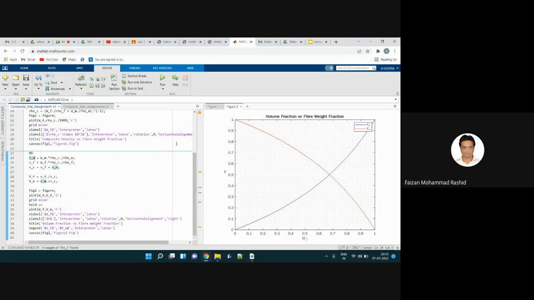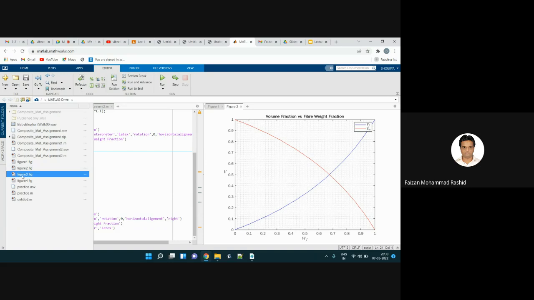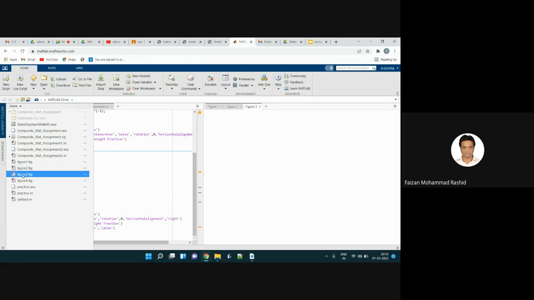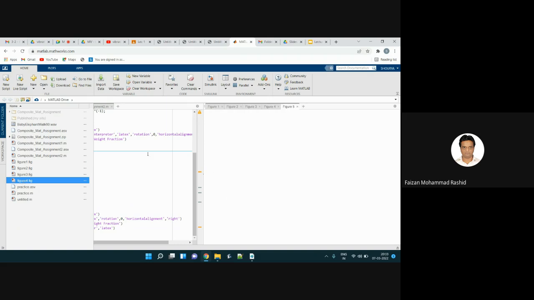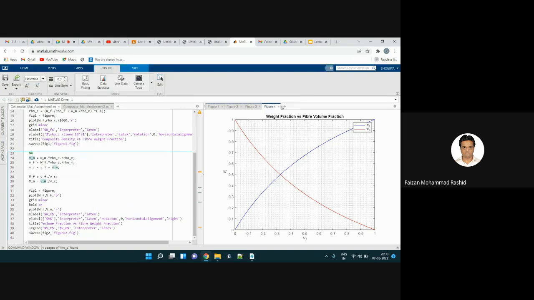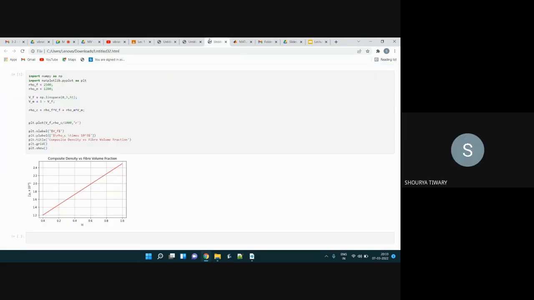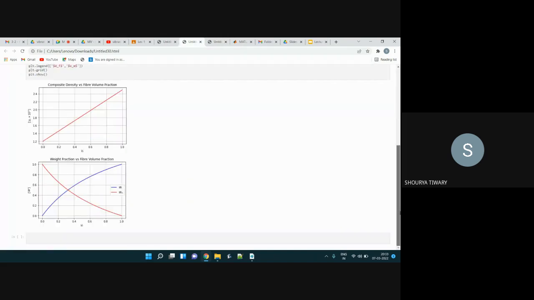MATLAB also has an interactive one, no? Yes, sir, MATLAB live script. Figure three, figure four. So in MATLAB it looked like this, and in Python it was like this. Things will be the same, only we need to see how the two approaches work. Both are the same, there's not much difference.